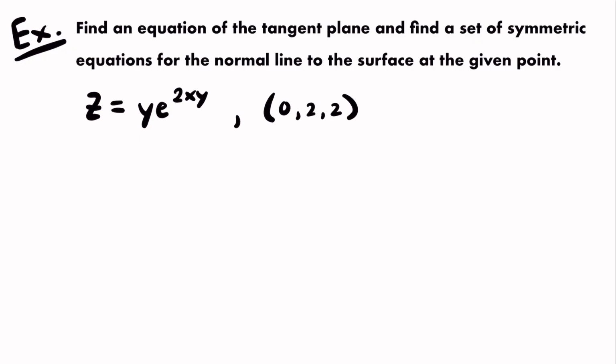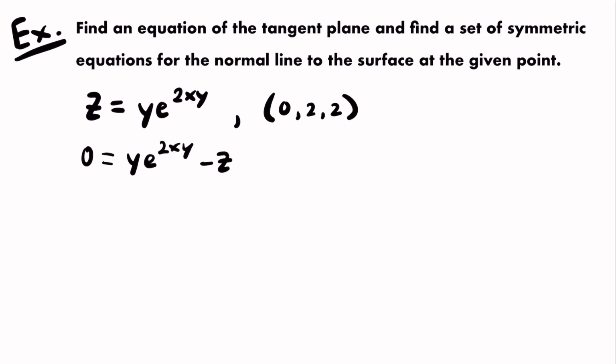All right, so once again, what we need to find here is a normal vector at this point on this surface that we can use to create an equation of the tangent plane and a set of symmetric equations for the normal line. And so what we need to do first is get our surface equation in the proper form. We want all the variable terms on one side of the equation. All right, in this case, what I'm going to do is subtract z from both sides. So we'll have 0 is equal to y times e to the power of 2xy minus z.